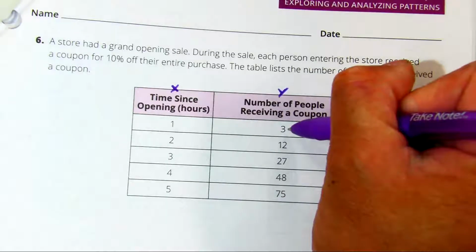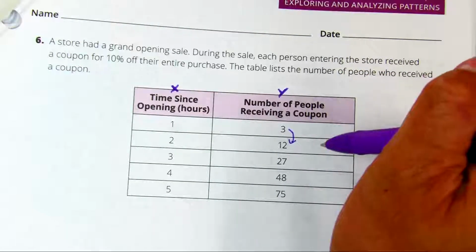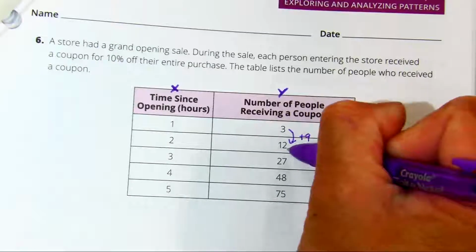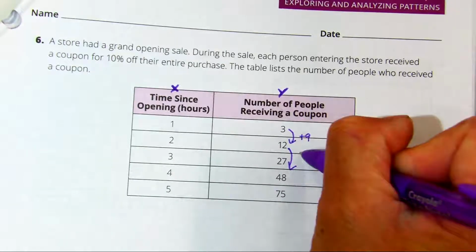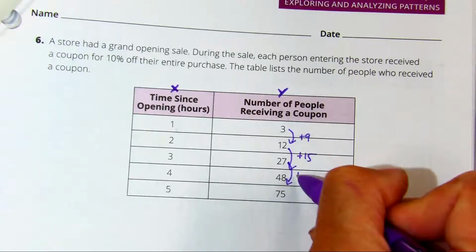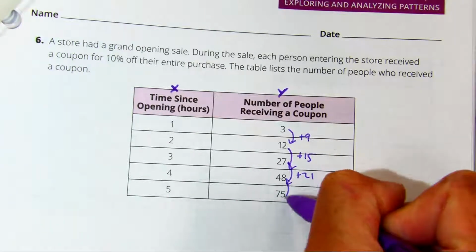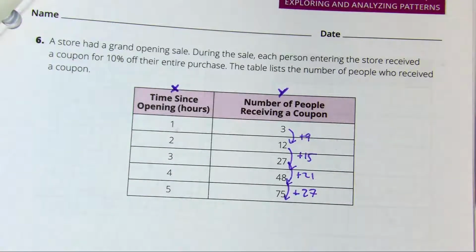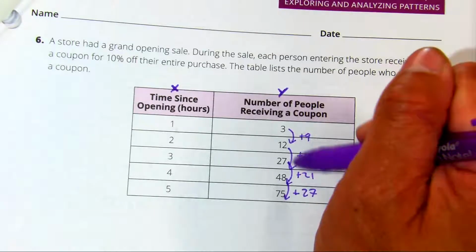So Teresa, how do you go from 3 to 12? And 12 to 27? And here? And here. Teresa, question. Is that linear? Teresa, is it linear? Yeah. It's not linear because you don't have a first common difference.